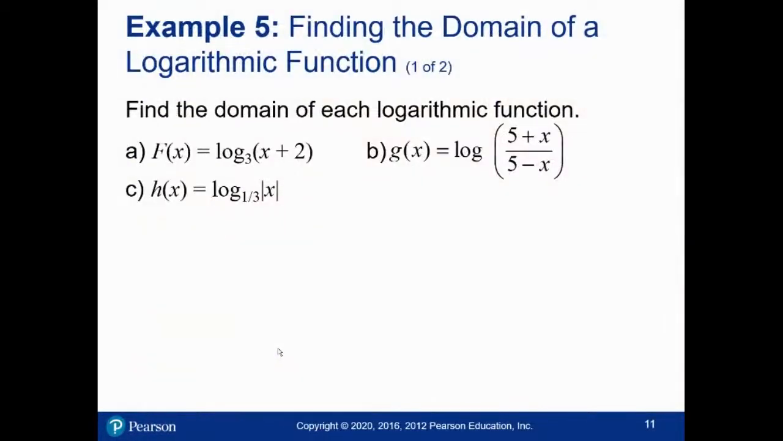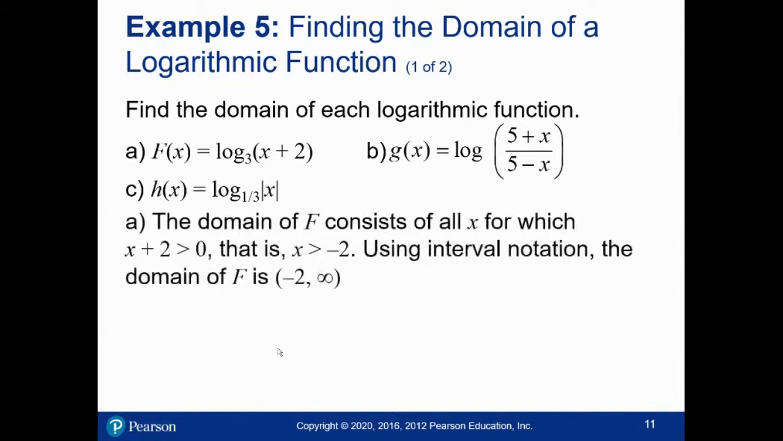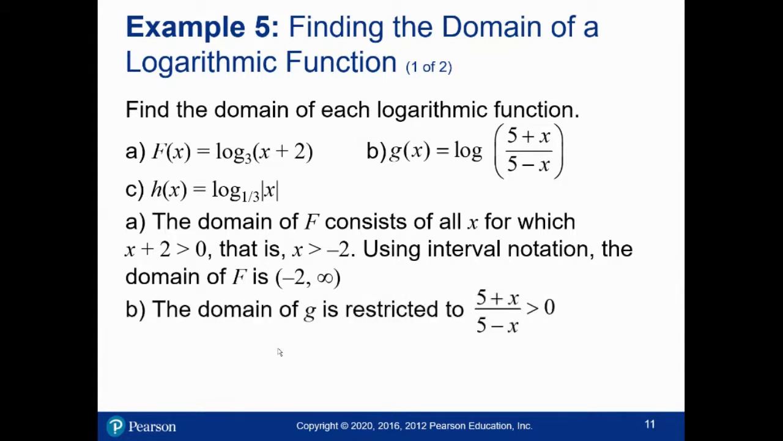So find the domain of each of the following. Just remember, any basic original logarithmic function, the domain is positive numbers. So for the first one, we need the input x plus 2 to be positive. So x needs to be bigger than -2. Okay. The second one, we need this input to be positive.